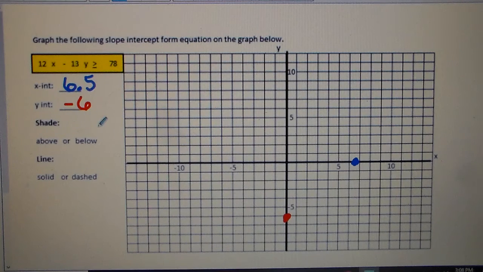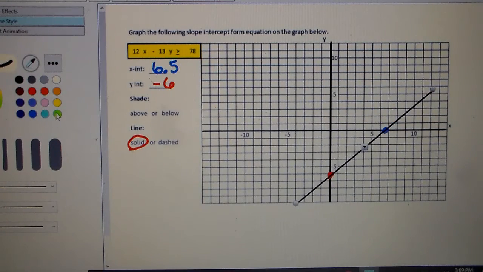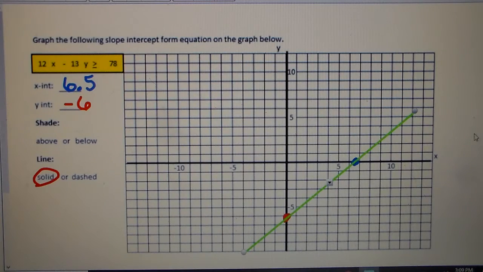Now, to determine if something needs to be a solid line or a dashed line, we look at the inequality. If there's a line on the bottom of that inequality, meaning we're equal to, then we're going to make a solid line. So in this case, we have greater than or equal to, so it's going to be a solid line. So I'm going to make that right now. Make it green. So you see a solid green line with arrows on both sides.